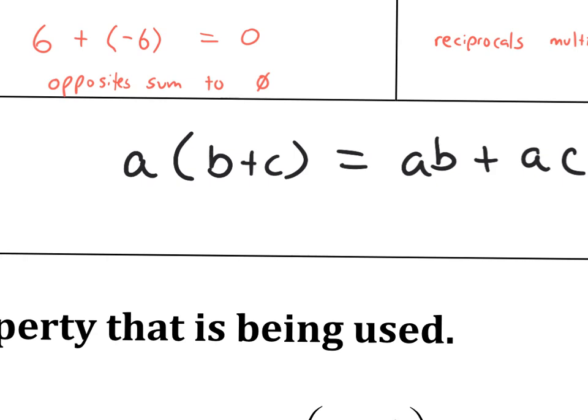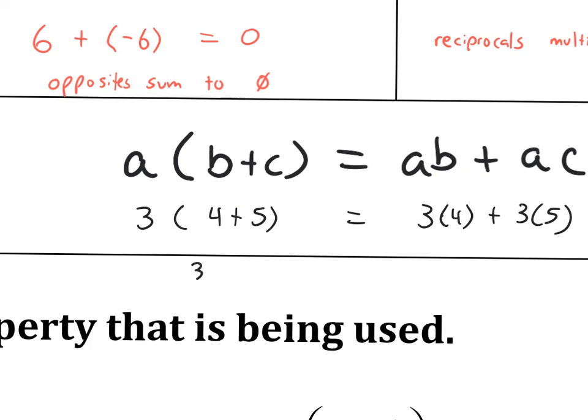If I place a 3 here and a 4 plus 5 inside, it doesn't matter. If I do 3 times 4 plus 3 times 5, in other words, distribute the 3 out, or I multiply the inside first to be 4 plus 5. If I do the 4 plus 5, I get 9. And if I distribute out, I get 12 plus 15. In the end here, I get 27 and 27. So it works no matter which way we do it.